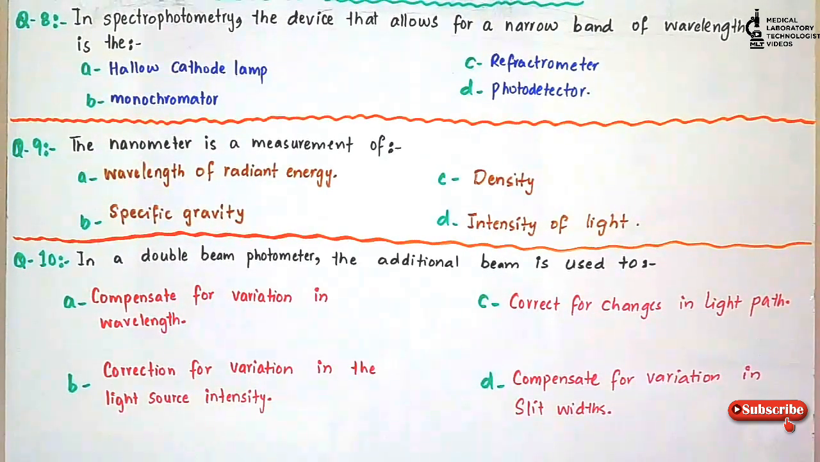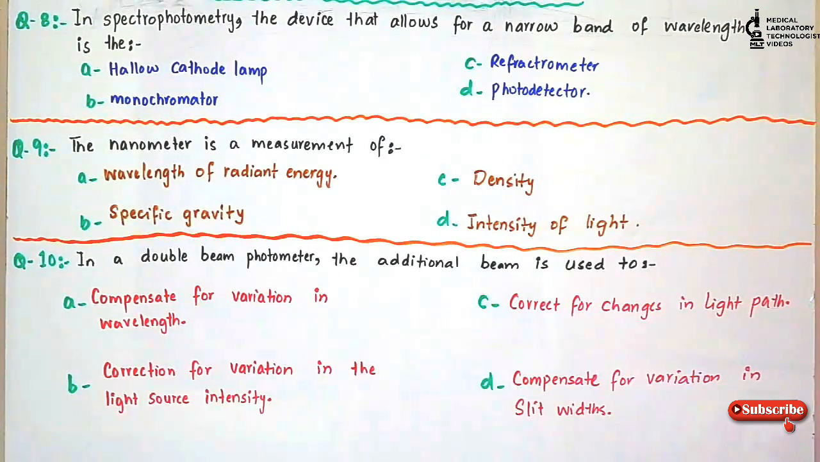Question number 10. In a double beam photometer, the additional beam is used to: option A, compensate for variation in wavelength; option B, correct for variation in the light source intensity; option C, correct for changes in light path; option D, compensate for variation in slit width. And the answer for this question is option B. The additional beam is used for correction for variation in the light source intensity. Other detectors do not describe double beam in space.